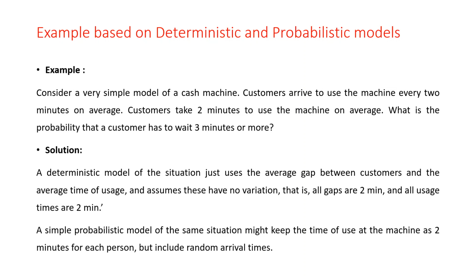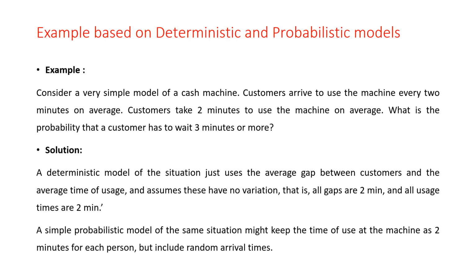Consider a very simple model of a cash machine. Customers arrive to use the machine every 2 minutes on average. Customers take 2 minutes to use the machine on average. So what is the probability that a customer has to wait 3 minutes or more?